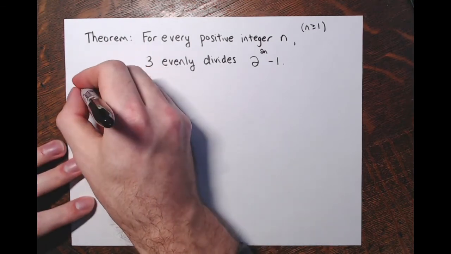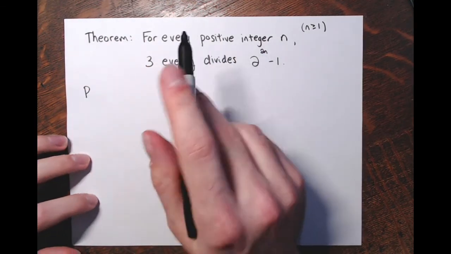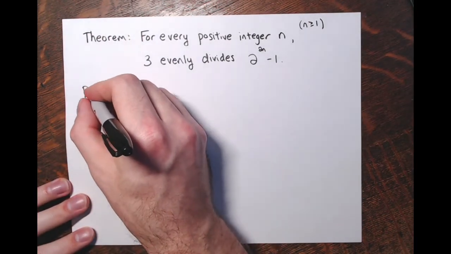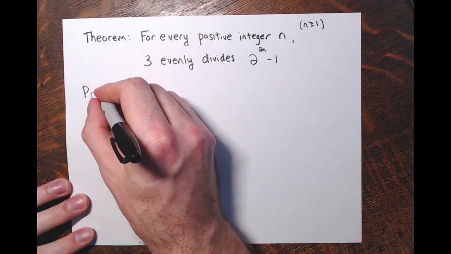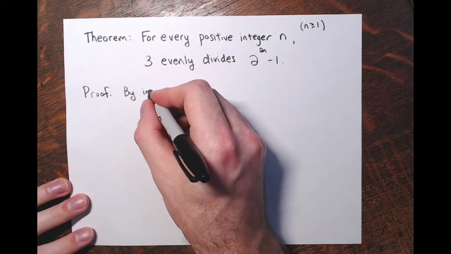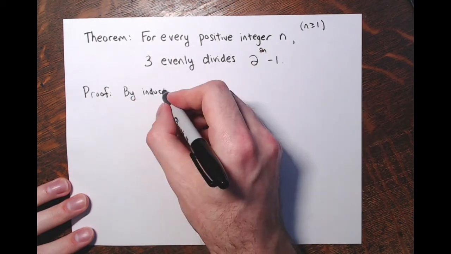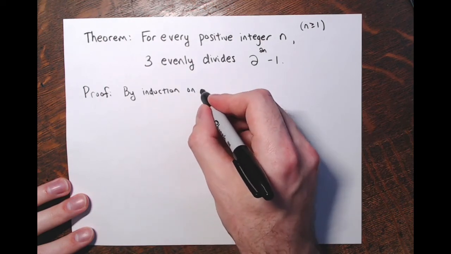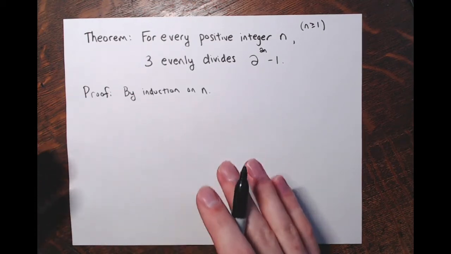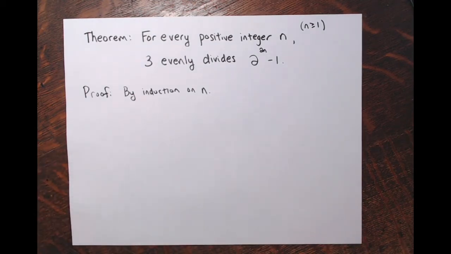So this is a statement about positive integers, integers 1 and up. And typically when you have a statement involving integers from a certain integer up, we can try a proof by mathematical induction on the value of n. So this is going to be a proof by induction on n. And as I did in my last video, before I go into proving anything, let's see if we even believe this statement.